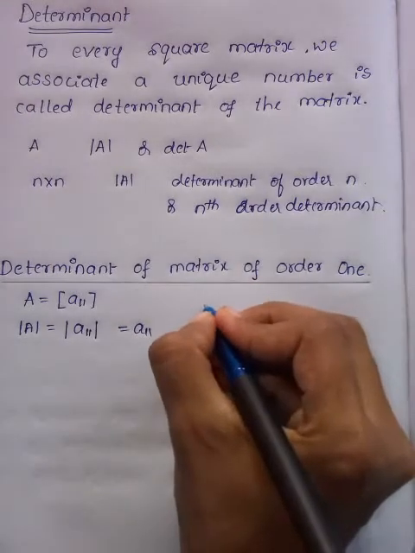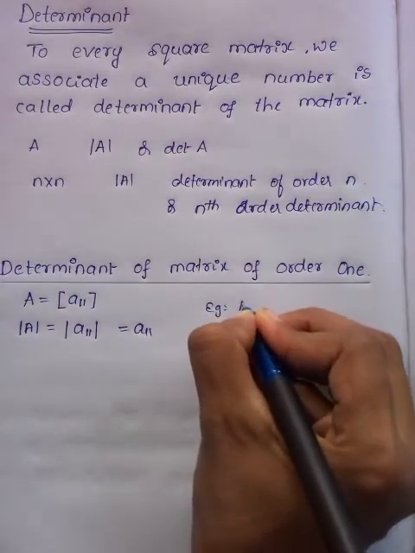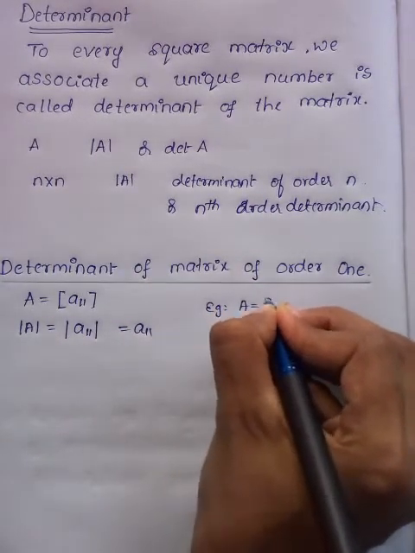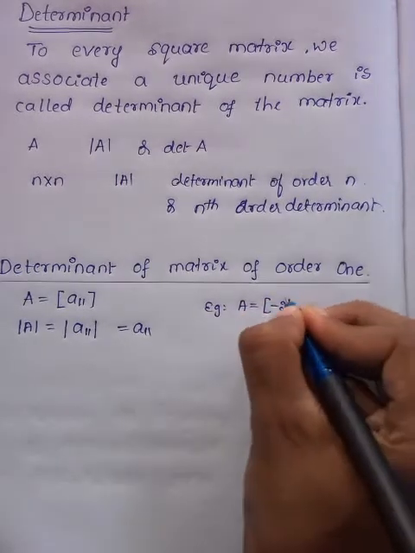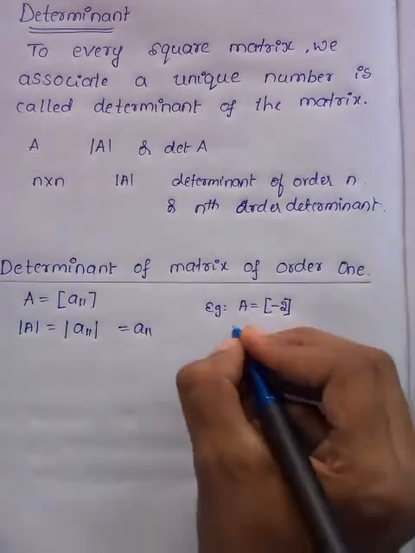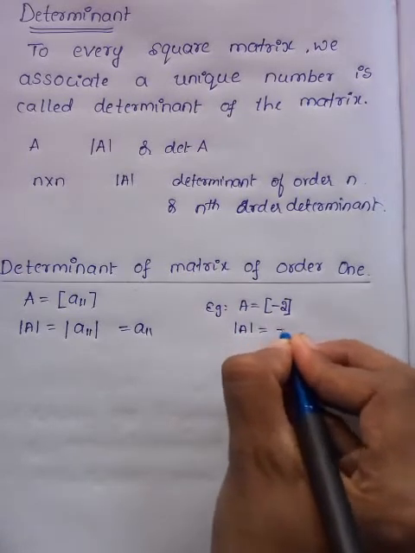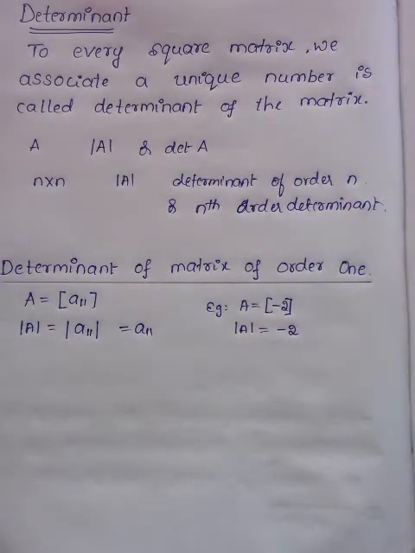For example, matrix A is equal to -2, then determinant of A is that element -2, that is a determinant of matrix of order 1.